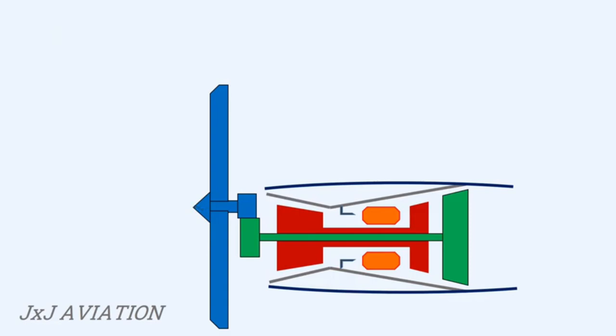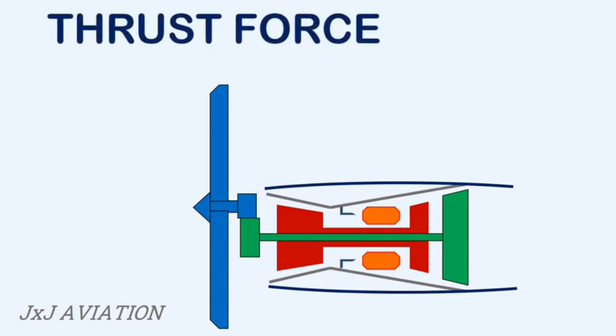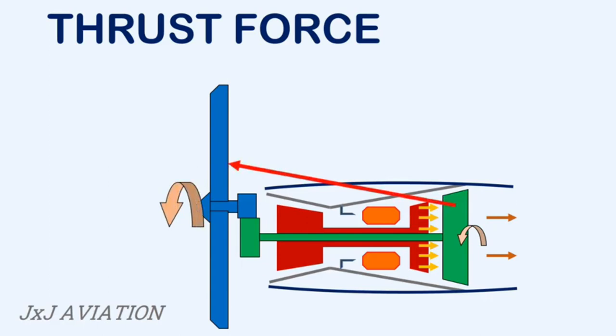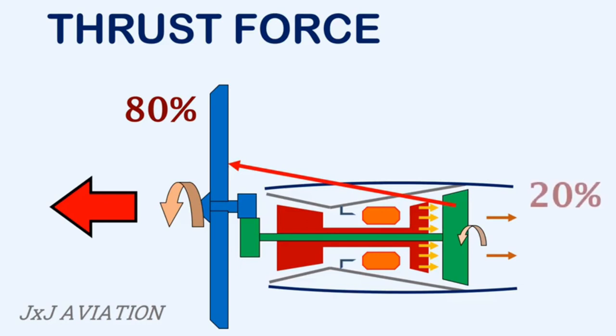Now let's see how the thrust force is created on this engine. As the drive turbine rotates, it extracts most of the energy from the high pressure gases, so very little thrust is created at the exhaust. The drive turbine rotates the propeller, which creates most of the thrust force on this aircraft. Approximately 80% of the total thrust is created by the propellers, and 20% of the total thrust is created by the exhaust gases.